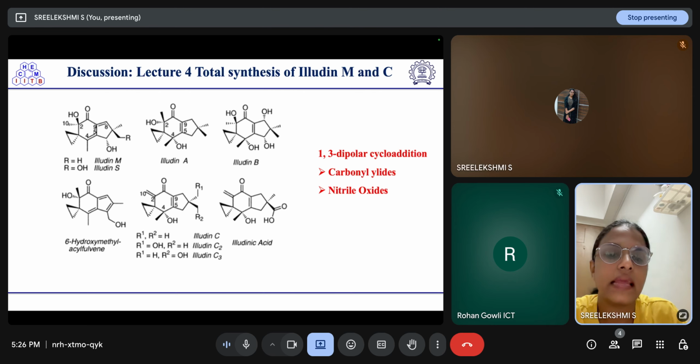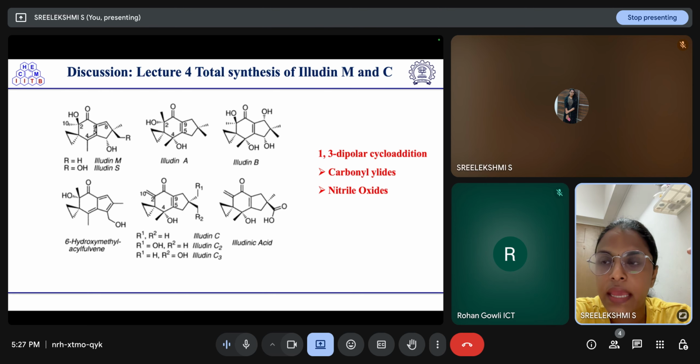Then we have seen that illudin M was first synthesized by Kinder's group in 1994 by carbonyl ylide 1,3-dipolar cycloaddition. Then we have seen several examples of 1,3-dipolar cycloaddition. What is a 1,3-dipolar cycloaddition reaction? What are the various substrates using which we can do this reaction? Some examples are carbonyl ylides and nitrile oxides. We will have a dipole and a dipolarophile, and a concerted reaction will happen and form a five-membered ring. That is 1,3-dipolar cycloaddition, which is basically a 3+2 cycloaddition.